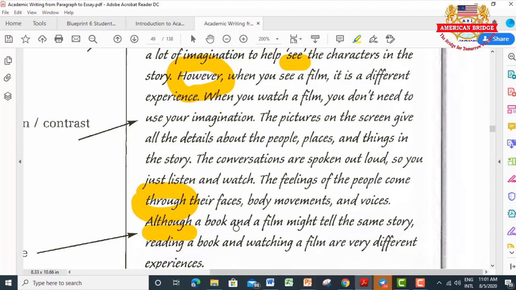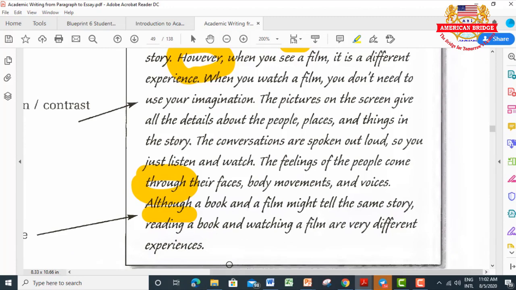A book and a film might tell the same story. So reading a book and watching a film are different experiences. So okay, what experience do we get from reading a book, and what experience from watching it as a film, everyone?